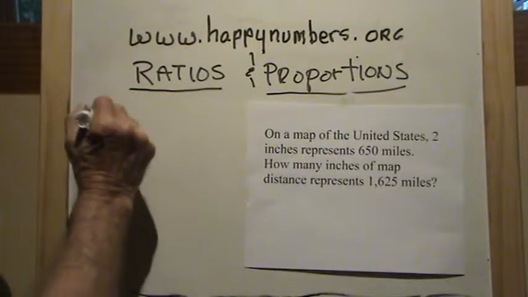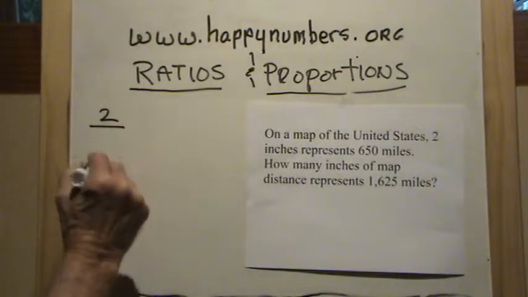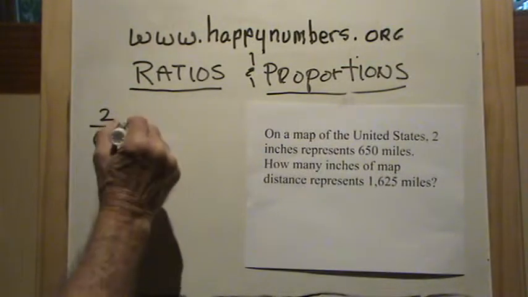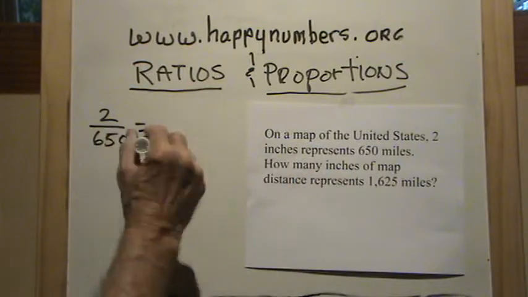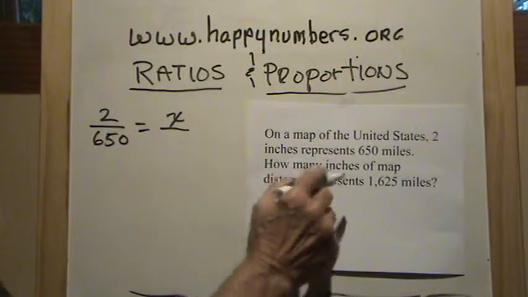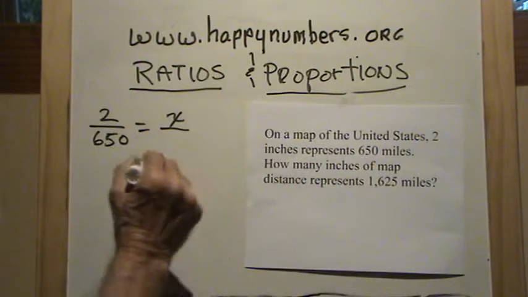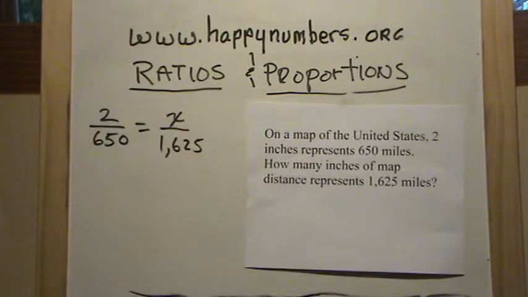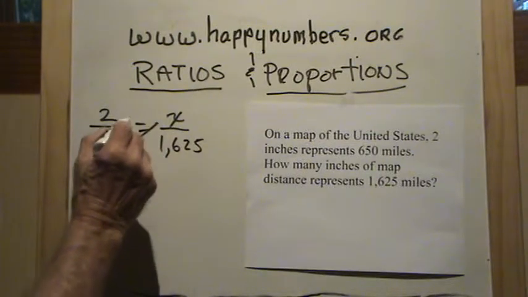All right, 2 inches represents 650 miles. And we want to know how many inches, so we don't know, we'll call that X, of the distance represents 1,625 miles. Well, okay, we can use the properties of proportions. We know that the cross products are equal.